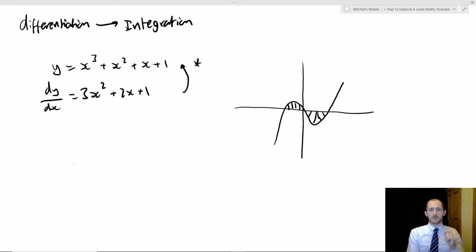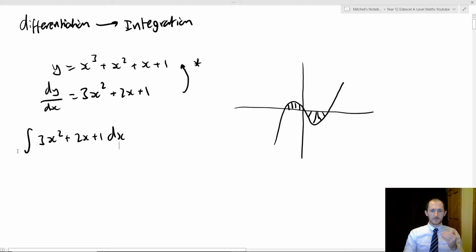So when you integrate something, let's say we're integrating this expression here. The notation is a bit strange. It looks like this. You have this kind of long S at the beginning, and we end with a dx, or whatever you're integrating with respect to. And now what we do is we do the opposite of differentiating. So let me show you what that looks like.